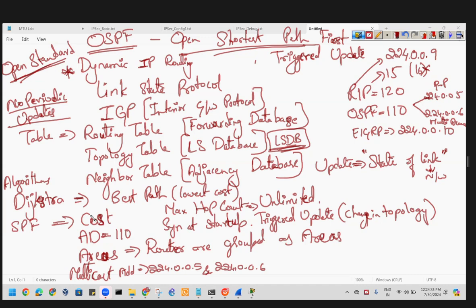Okay, cost is a metric. And it will ask for an IP router ID for each router. Metric is cost to calculate the best path. Cost is considered, and every router has a unique identification. So every router is known only by that particular ID, RID, router ID.